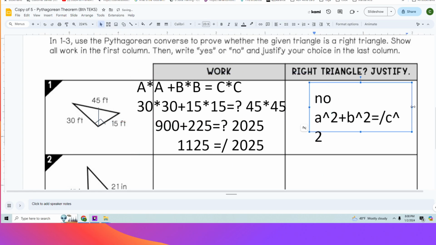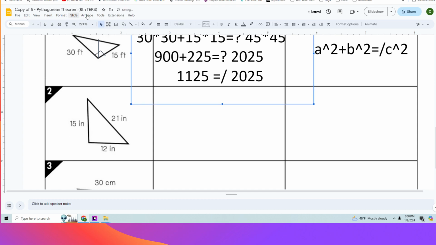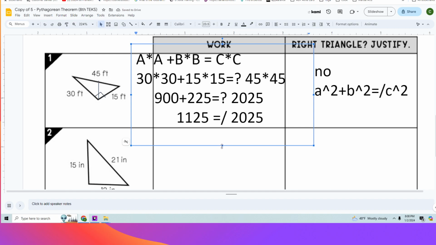And there's our work for it. So let's look at the next one. We got 15, we got 12, and we have 21. So we're going to set it up in the same way. We're going to say, okay, does a squared plus b squared equal c squared?